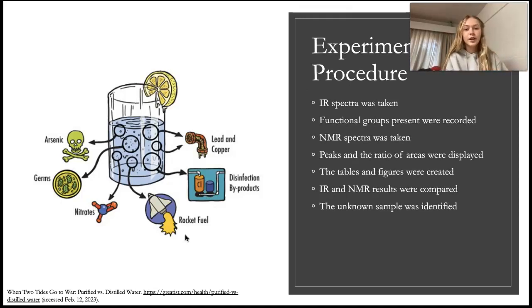So, the procedure. The IR spectra was taken and run, and then the functional groups were presented to us through graphs. And then the NMR was run, and the peaks and ratio of areas were displayed. And then through the two, tables and figures were created, and then a comparison of the results was made, therefore leading to the identification of the unknown sample.